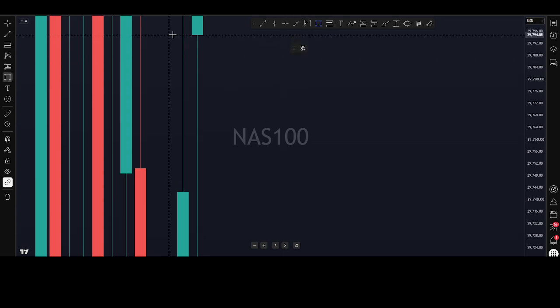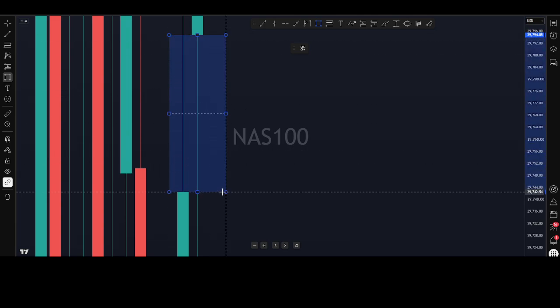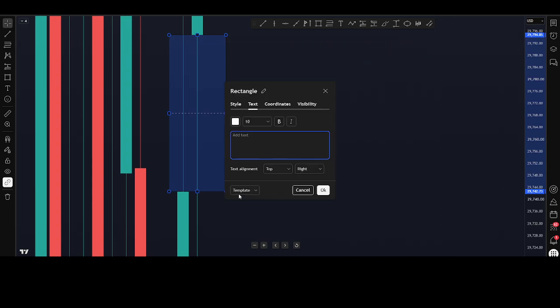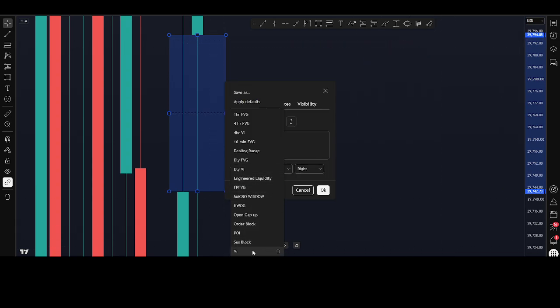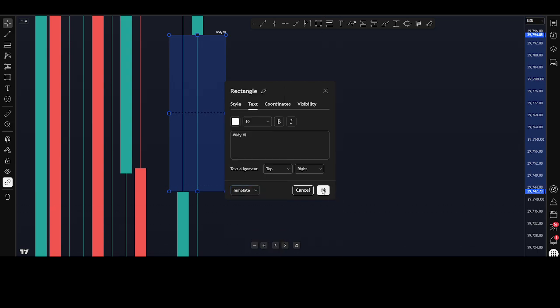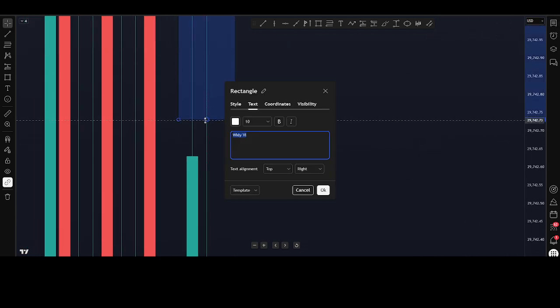I'm going to put another one in there, still on the weekly. So put that to weekly VI as well. These are all saved as templates, easy enough to do. Saves you some time when you're marking up your charts. I'm in the middle of coding an indicator, which will do a lot of this work for us. But it's quite a biggish job.